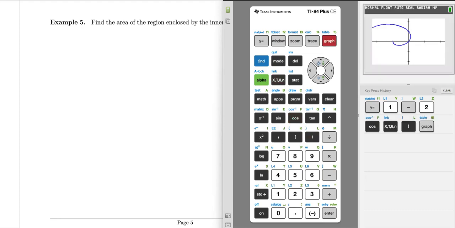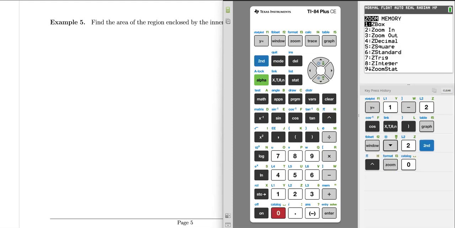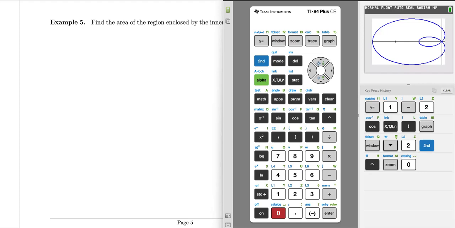Well, there we go. And at this point, careful, I did not change my window settings. I do want to trace the whole thing, so I'm just going to go here from 0 to 2 pi and change the window to ZoomFit. And there we go. Now we have our limacon with one inner loop, and we want to figure out the area for this inner loop.